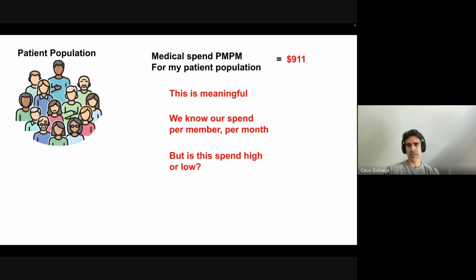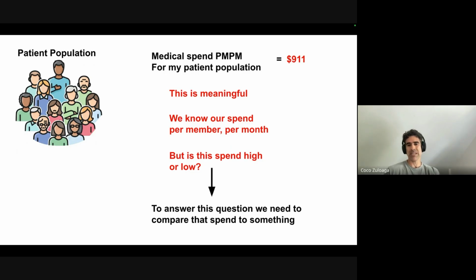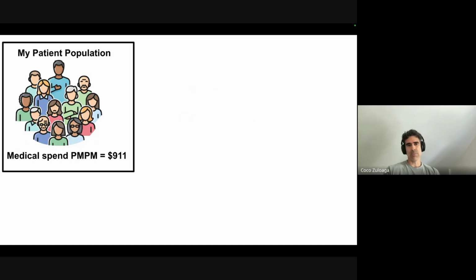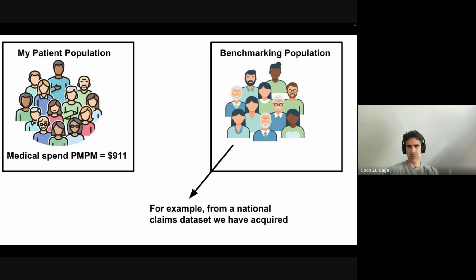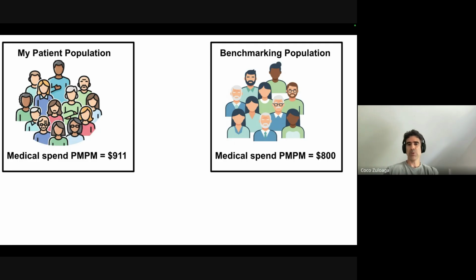That's a different question. And to answer this question, you need to compare that to something, and that's where benchmarking comes into play. So if you compute any metric of interest in your patient population, like for example, medical spend PMPM, you need to have a benchmarking population that you can compare against. And this, for example, could be a national claims data set that you've acquired for this purpose. And you compute the metric of interest in both populations, and now you can compare that, right?